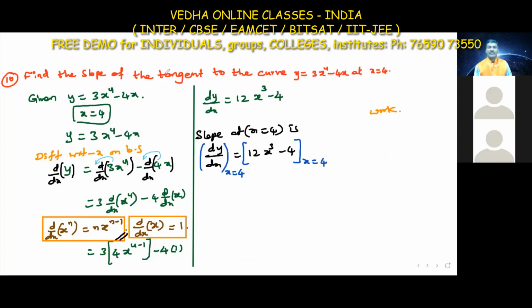So we substitute the value. This equals 12 into 4 cube minus 4. What is the value of 4 cube? 4 4s are 16, 4 16s are 64. So 64 minus 4 as it is.